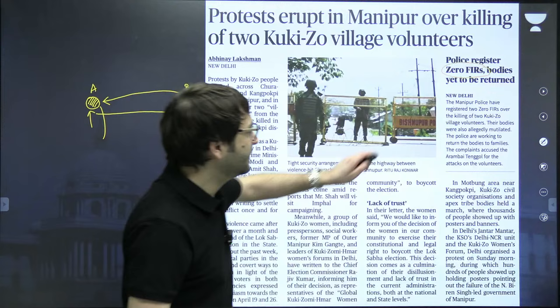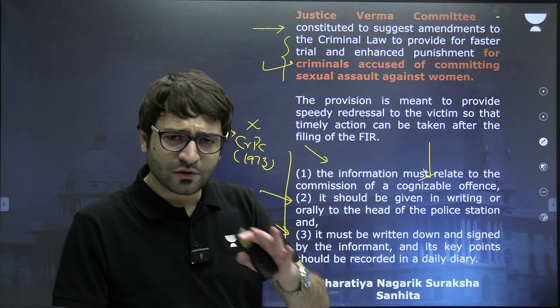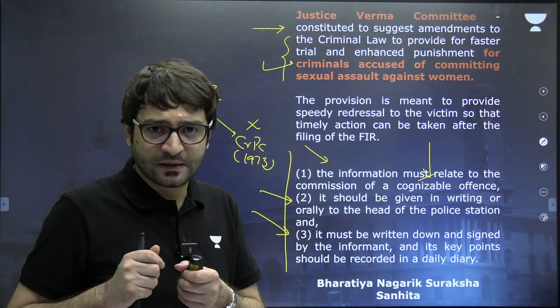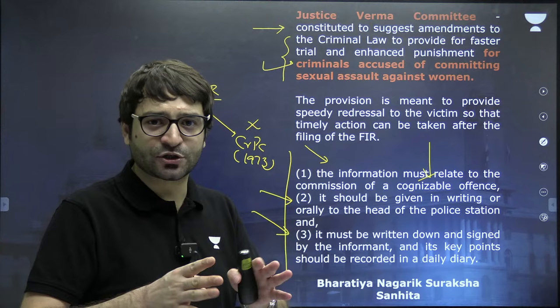Zero FIR. But what is an FIR? This term is not mentioned either in the Indian Penal Code or in the Criminal Procedure Code of 1973. But yes, the regulations and rules of police talk about FIR. But what is this FIR? Somebody approaching the police, giving the first information about a cognizable offence. The police is writing down this complaint, this information, and after writing it down, is giving the copy to this complainant. You sign on this document. Now this constitutes the first information report.